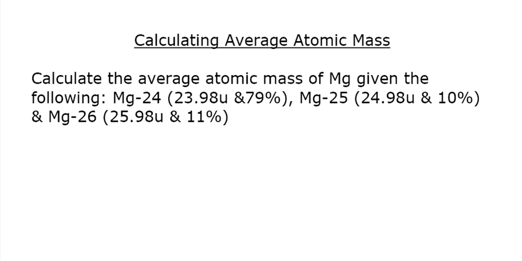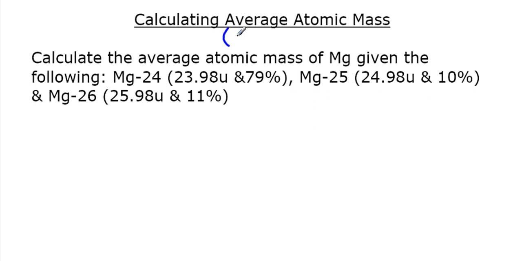Okay, so first we're going to have some data and learn how to calculate the average atomic mass. Remember, this is the mass on the periodic table that you see for different elements. If you look up the mass on the periodic table, this is how you would calculate it. We're going to do an example with magnesium. Magnesium has 3 different isotopes. The first isotope, magnesium 24, has a mass of 23.98 U, which is atomic mass units, and a percentage of 79. That means out of these 3 isotopes, 79% of all magnesium in the environment has this mass.